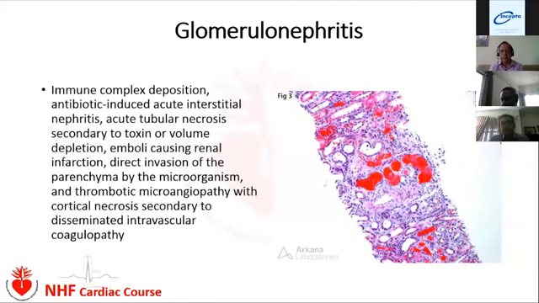Now come the immunological phenomena. These are due to deposition of immune complexes in end arteries. Glomerulonephritis is one of the most prominent. There's immune complex deposition in the glomerulus. There can be renal injury from other causes like antibiotic-induced acute interstitial nephritis, acute tubular necrosis secondary to toxin or volume depletion, or microangiopathy due to disseminated intravascular coagulation.